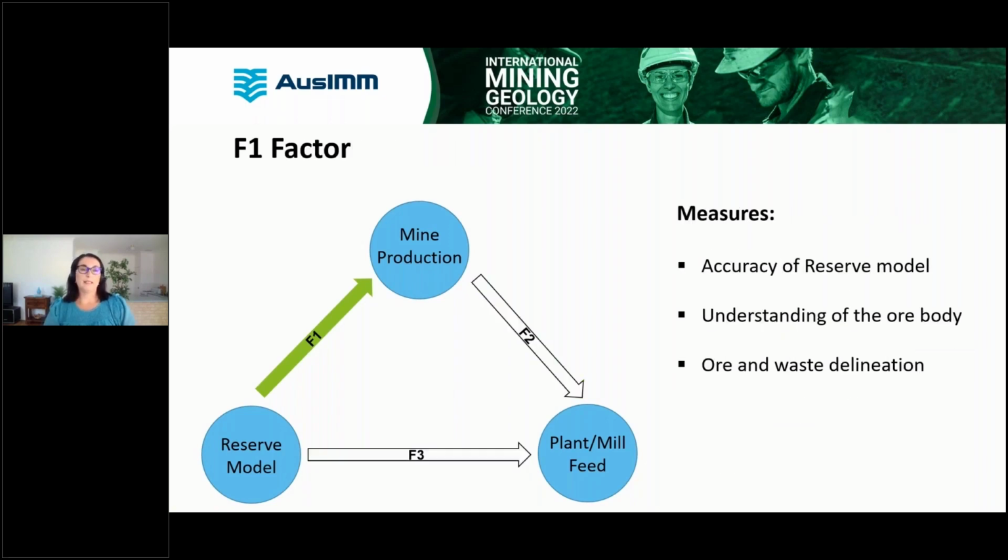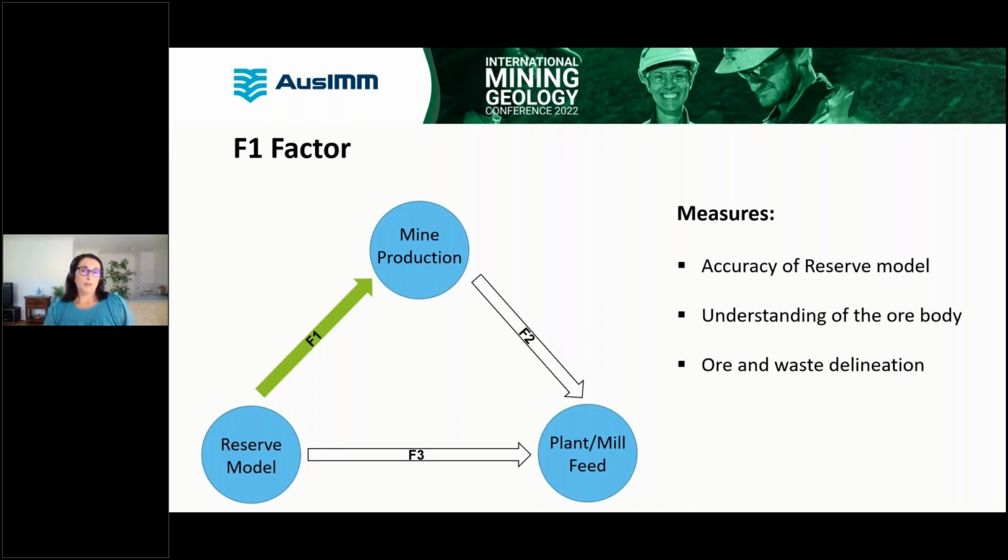So F1 consists of comparing the mine production against that reserve model, and it's the depleted model for that particular period. So we're looking at the same period for what has been mined against what has been depleted out of the model according to survey. The F1 factor will measure the accuracy of the model with the understanding of the ore body and the correct separation between the ore and waste during the mine production. So it doesn't matter what we say in the model, how well has that actually been mined once it's been blasted and once it's being hauled out.